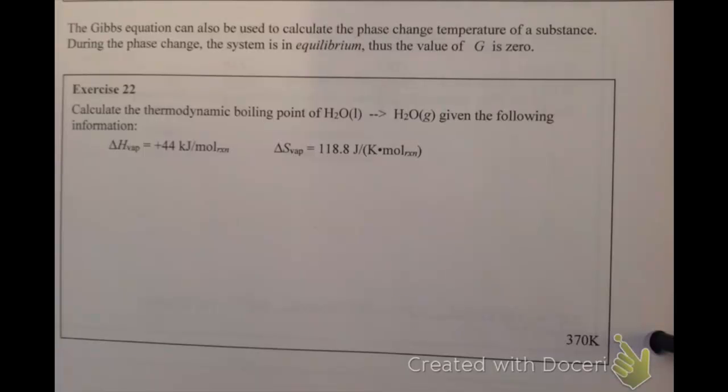Alright, here's another one. The Gibbs equation can also be used to calculate the phase change temperature of a substance. During a phase change, the system is in equilibrium. So the delta G is going to be 0. Okay, so it's asking us to calculate the thermodynamic boiling point, which is the temperature, given the information below. So boiling point, key word, tells us we are at equilibrium, right? We're in equilibrium, and delta G equals 0.